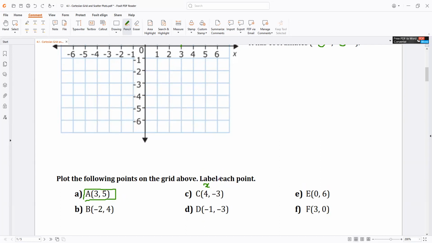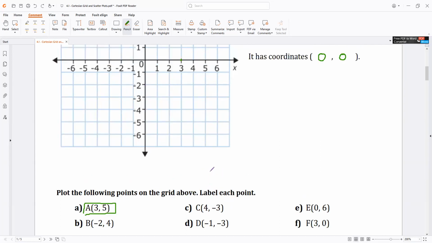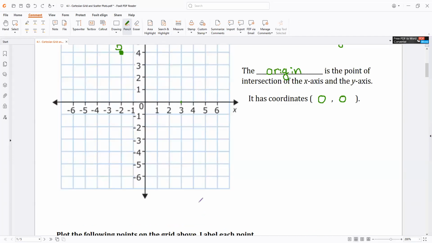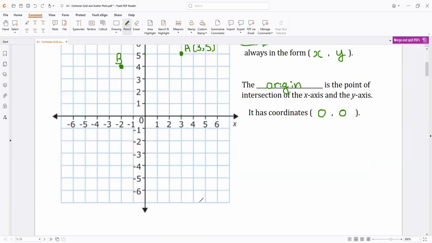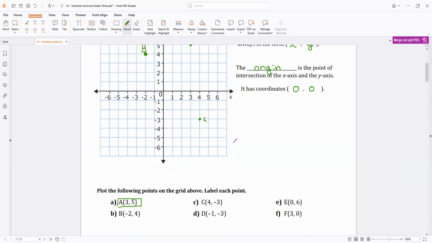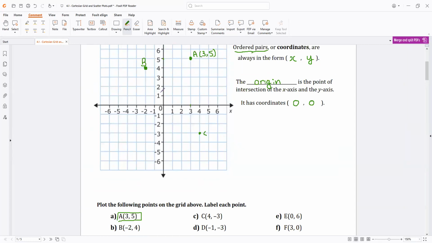Okay, I'm assuming that you are playing this video again because you paused it ahead of time. Here we go. C, 4, negative 3. So I want you to be so comfortable with this in the future that you can go, okay, 4, negative 3, bam. Very quick. Okay. Next. D, negative 1, negative 3, bam.